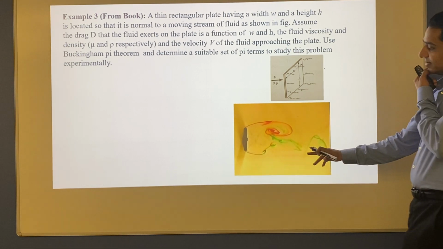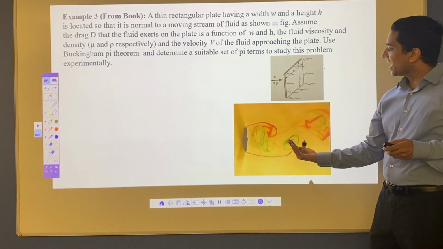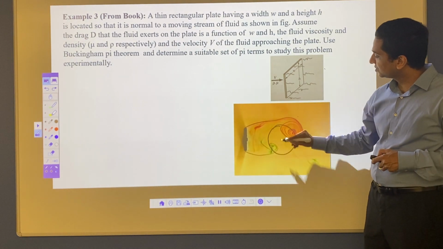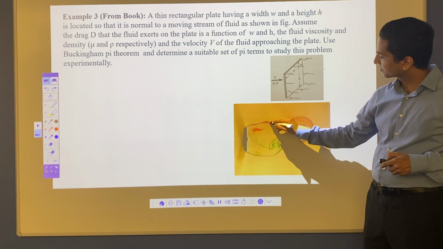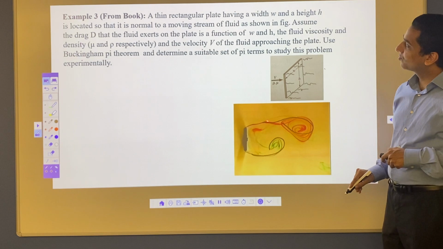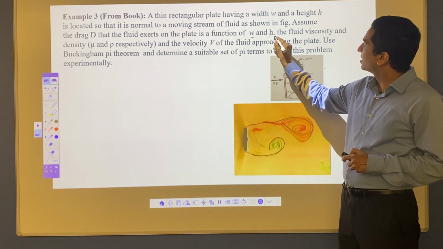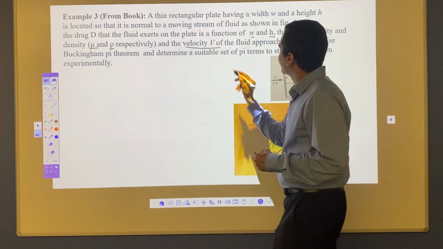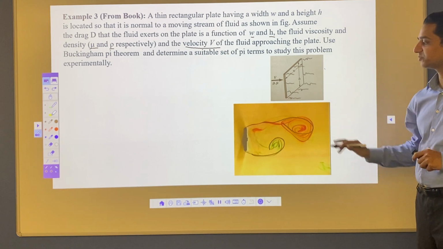So if you look at it, this is the plate inside the fluid, inside water, and it's moving. As it moves, it creates a drag force. This is the drag force we have. And that drag force is a function of width, height, viscosity, density, and velocity. We want to develop a suitable set of pi terms to study this problem experimentally.